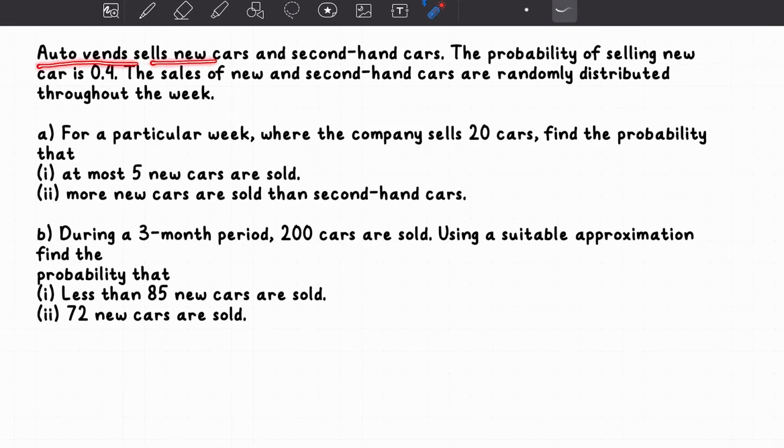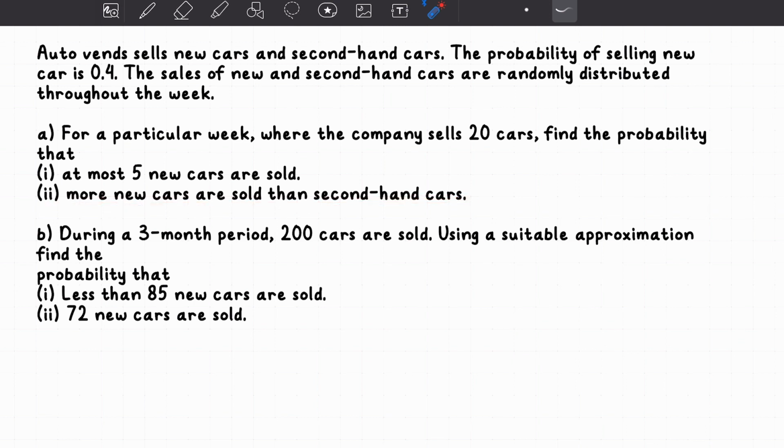Autovan sells new cars and second-hand cars. The probability of selling a new car is 0.4. The sales of new and second-hand cars are randomly distributed throughout the week. A. For a particular week where the company sells 20 cars, find the probability that, first, at most 5 new cars are sold. Second, more new cars are sold than second-hand cars.